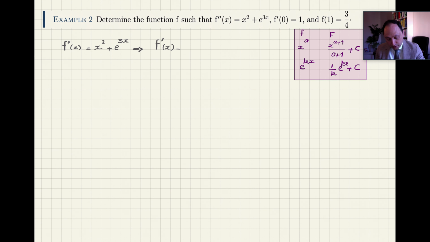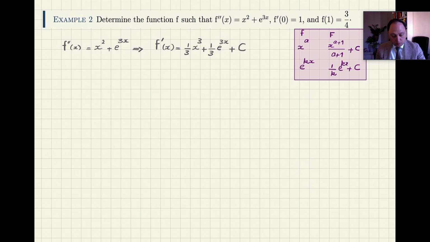A primitive function for x squared is 1/3 x to the power of 3, and for the next one, 1/3 goes down, and then I have e to the power of 3x repeated, but I have a constant c.